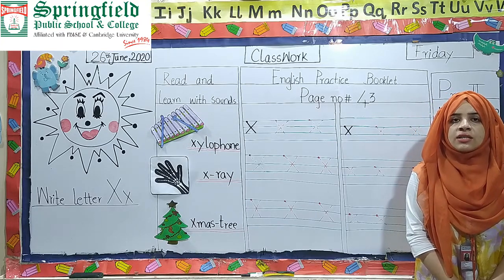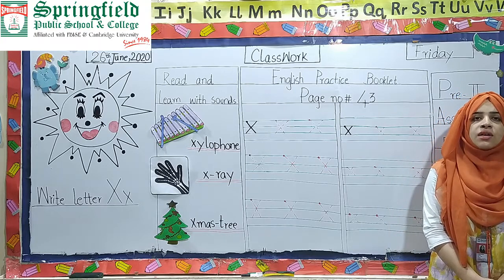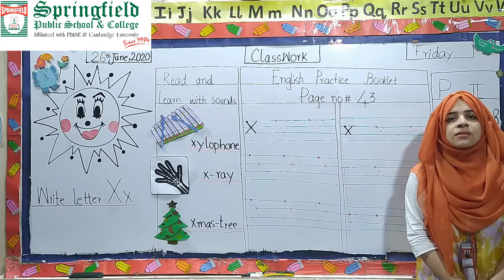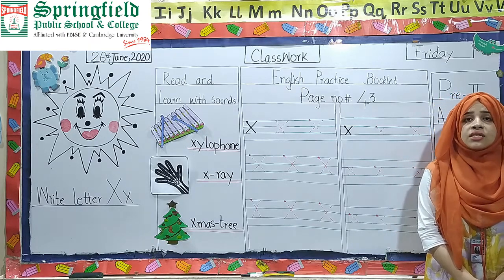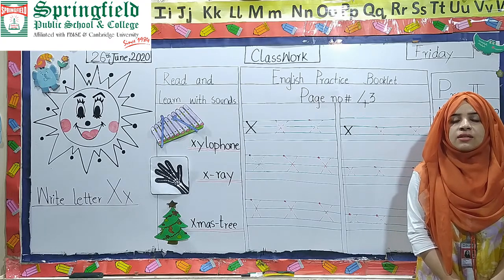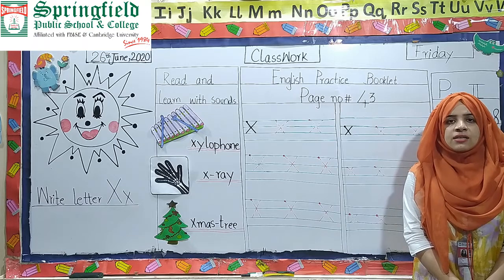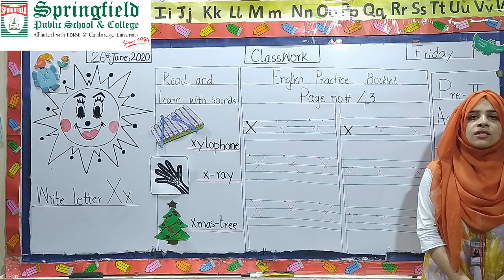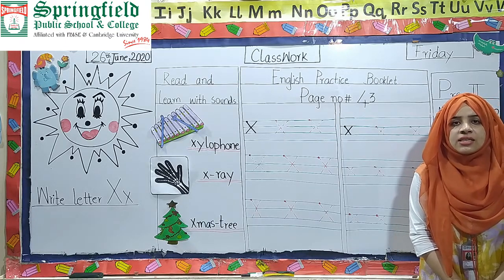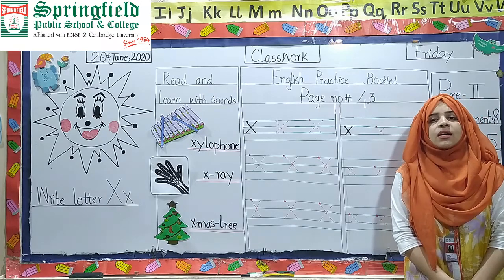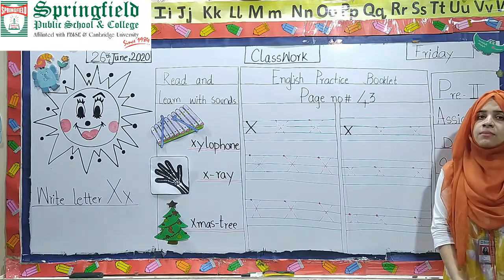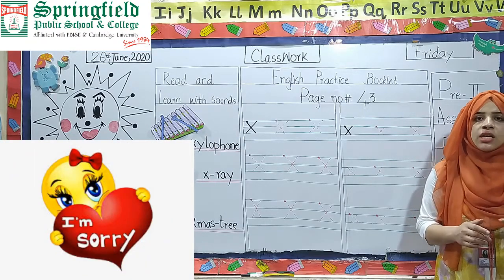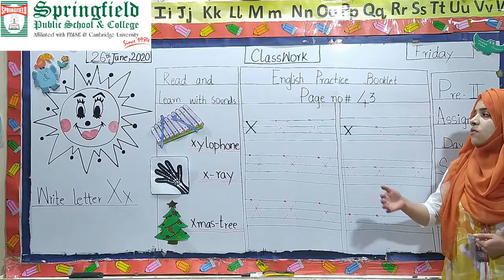Now we have to revise the general knowledge. What is the name of our country? Pakistan. The name of our country is Pakistan. And what is the capital city of Pakistan? The capital city of Pakistan is Islamabad. Okay, now tell me, when you have done something wrong, what you have to say? Sorry.